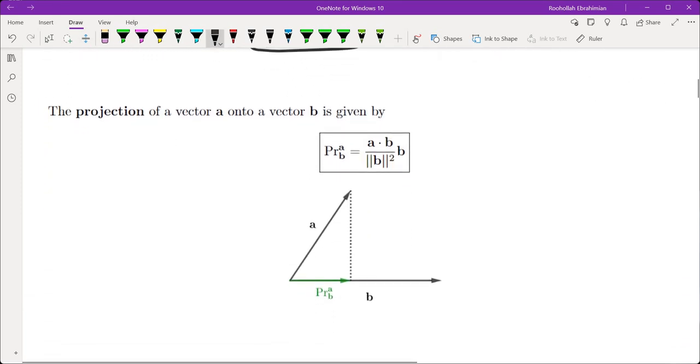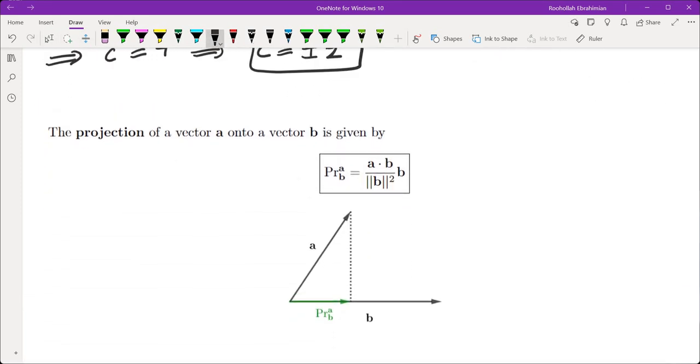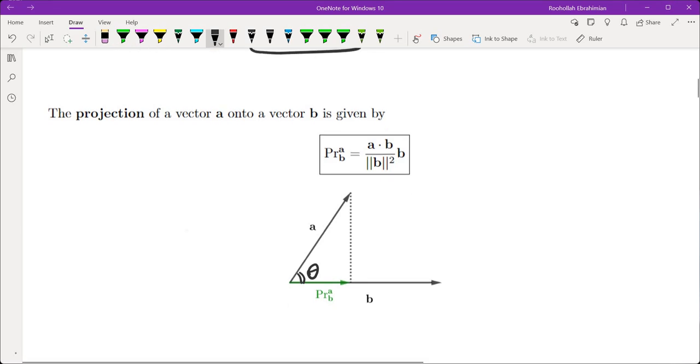Now that we understand the dot product, let's look at one application of the dot product. One of the applications is the projection of one vector onto another vector. Let's imagine you have a vector A and you want to find the projection of that vector onto vector B. We're going to see why we have this formula for projection. In order to understand the projection vector, which is that green vector that you see, we have to understand its direction and its magnitude.